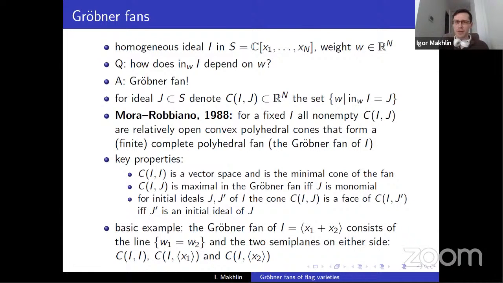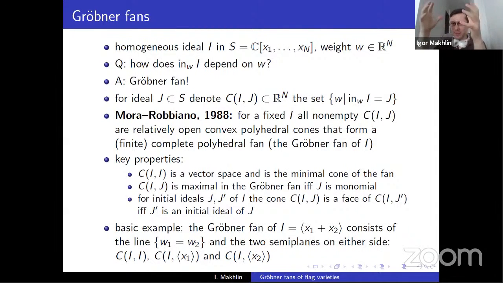Throughout the talk, I will sometimes say things like "J is an initial ideal of I." I will mean precisely that the set Cij is non-empty. You can view these non-empty Cijs, if you fix I, as forming a partition of the real space. These Cijs are disjoint and their union is the whole space, and you can view them as equivalence classes.